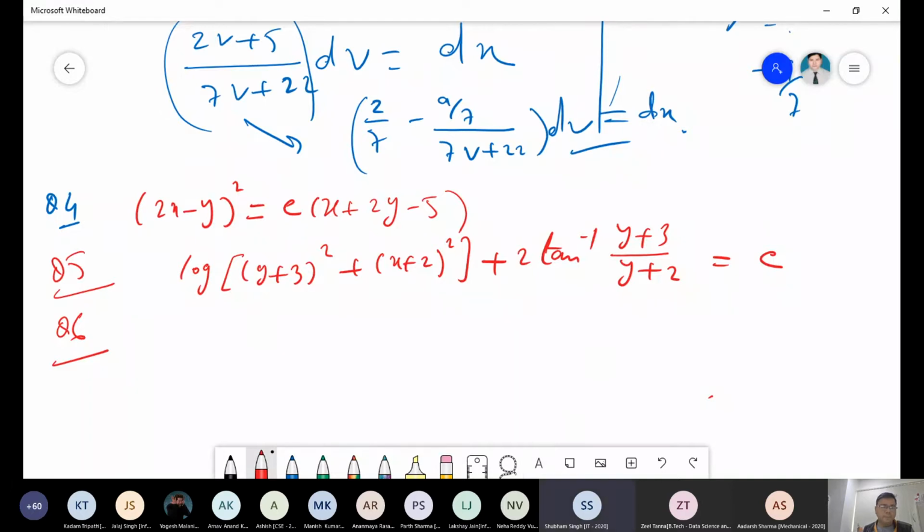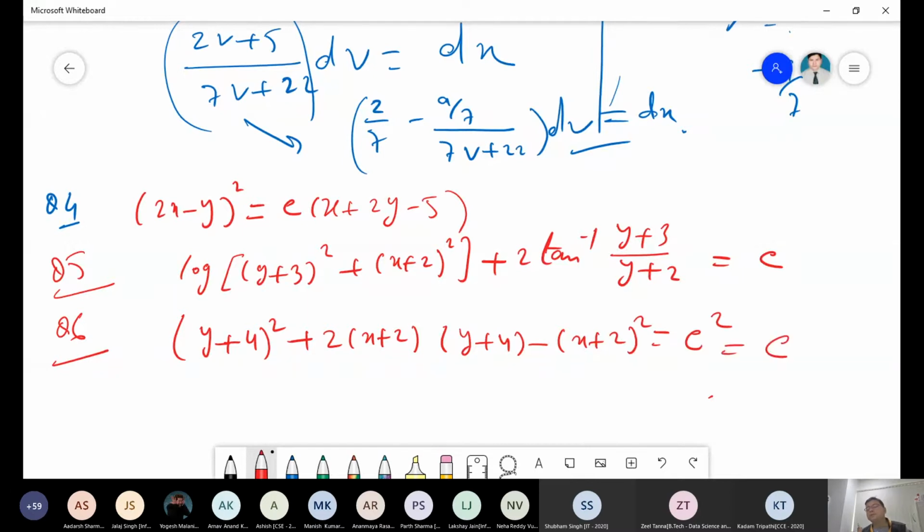y minus 4 whole square plus 2 into x minus 2 y minus 4 minus x minus 2 whole square equals c. Why y minus 4? It will be y plus 4. Yes, sir. It will be y plus 4 square, then plus 2 into x plus 2 and y plus 4, then minus x plus 2 square equal to c square, or we call it c. Is it the right answer?